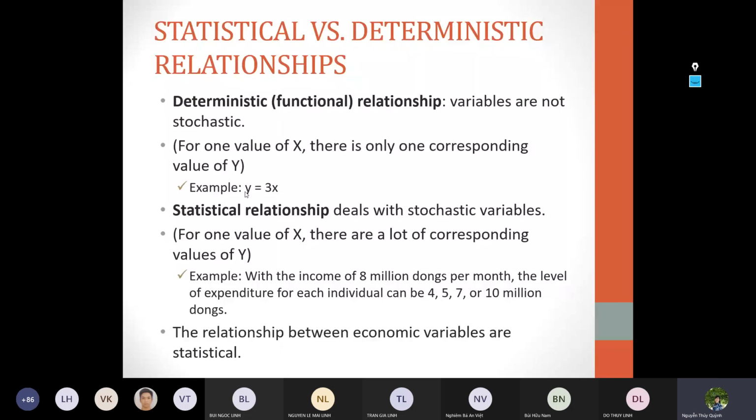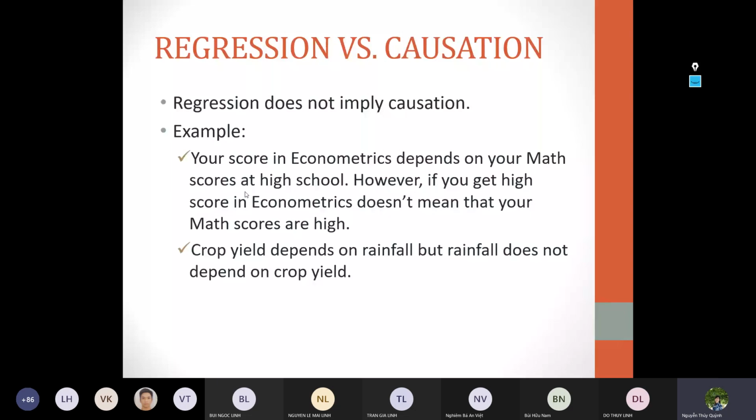And in our econometrics model, I have shown you that the econometrics model allows statistical relationships between variables. Next, let's show the difference between regression and causation.